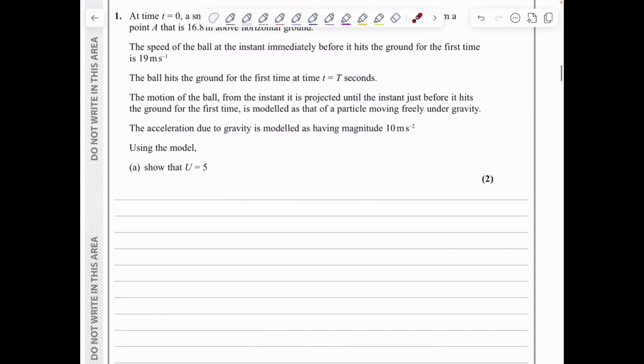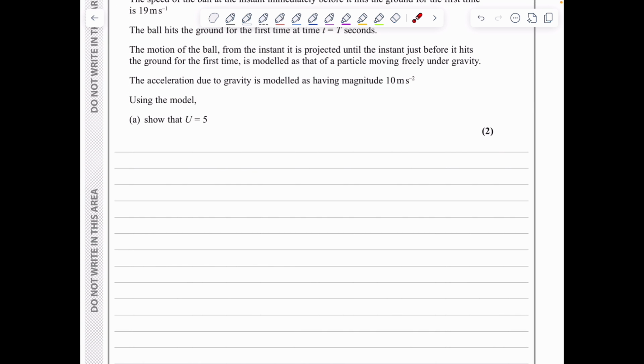As always, we will start by drawing a diagram to see what's happening. We've got the point A above ground. Now the ball is thrown upwards from point A, and then it comes down, and I'm going to open up the motion like this to add all the information. So we've got the initial velocity being u, we've got the acceleration being negative 10 because gravity is fighting motion. We are told that the point A is 16.8 meters above ground, and we know that we hit the ground here with a speed of 19 meters per second, so the velocity is negative 19 because the direction has changed, and this happens after capital T seconds.